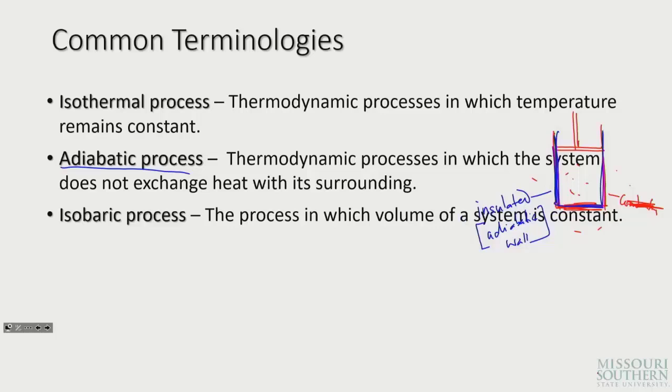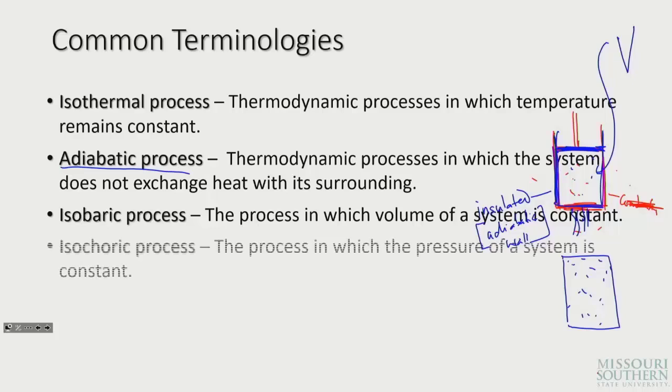Isobaric process is the process in which you keep the volume constant. Let's say you have an enclosed container. You heat this in such a way that you do not move this. You fix this. If you fix this, the volume of the gas will remain the same, and the process would be called an isobaric process. So when you do something with the system where you keep the volume constant, it's the isobaric process.